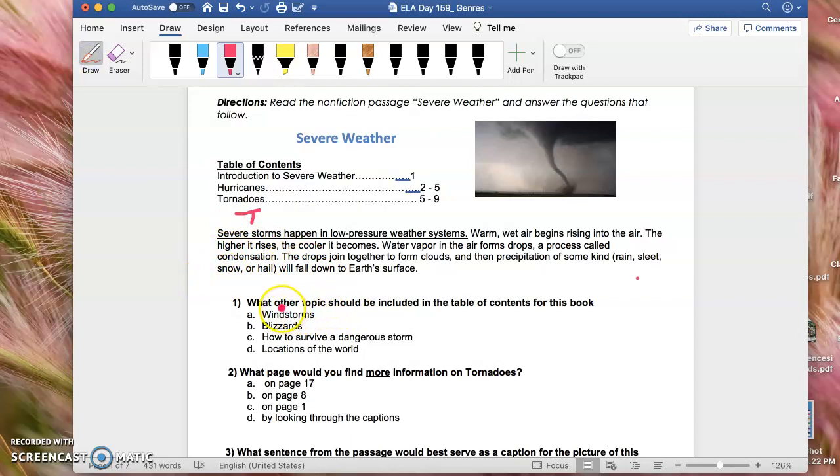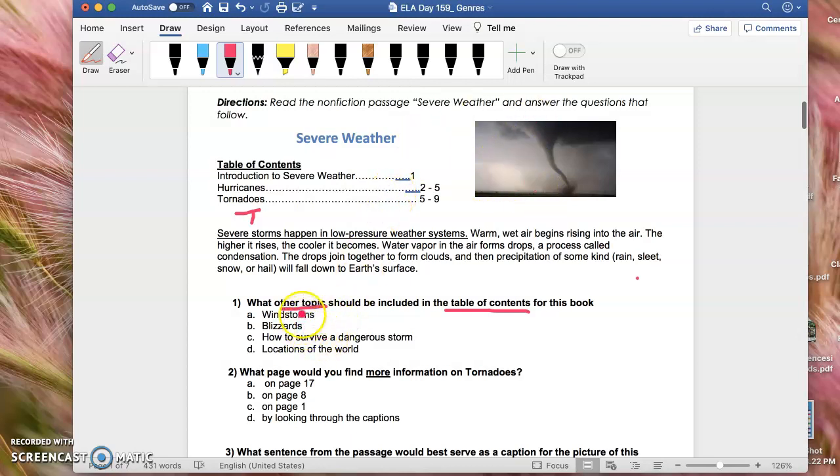What other topic should be included in the table of contents of this book? So the reason why I read the short passage is, one, to figure out what the topic is, and then to figure out what could also be included in the table of contents. So I know that this book must be talking about types of dangerous storms, right? A tornado is a dangerous storm, or a hurricane is a dangerous storm.